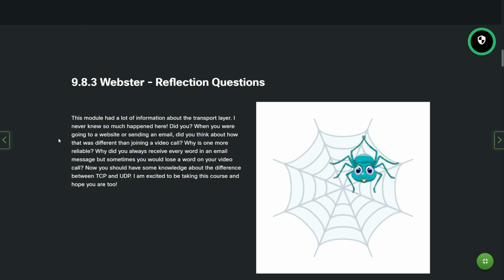Webster reflection question. This model had a lot of information about the transport layer. I never knew so much happened here. Did you? When you were going to a website or sending an email, did you think about how it was different than joining a video call? Why is one more reliable? I will receive every word in an email message, but sometimes you will lose a word on your video call. Now you should have some knowledge about the difference between TCP and UDP. I'm excited to be taking this course and how you are too.